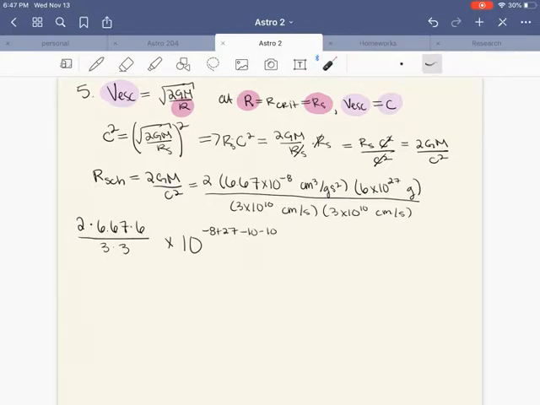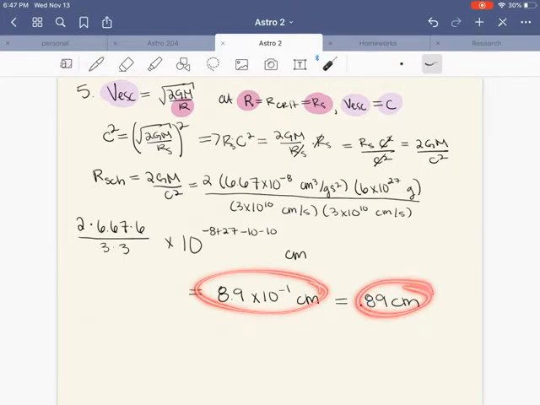And I'm looking for a radius. I'm looking for something with length. I've got centimeters in here, so this is going to be centimeters. And that's going to be equal to 8.9 times 10 to the negative 1 centimeters. So that's the same as 0.89 centimeters. But either this or this, they mean the same thing. So there, you can put either one for the correct answer.